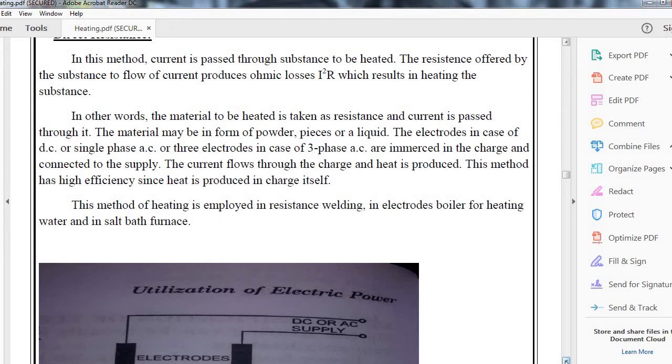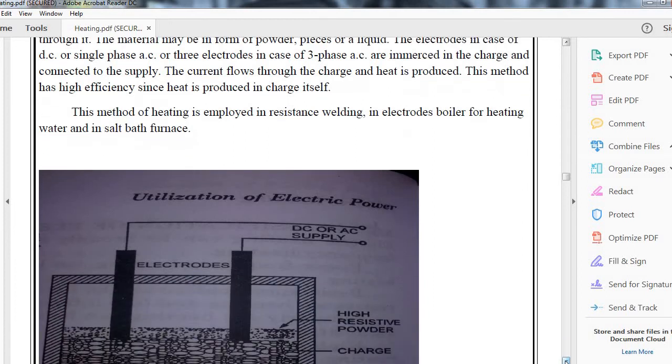The electrodes in case of DC and single phase AC, or 3 electrodes in case of 3-phase AC, are immersed in the charge and connected to the supply. Current flows through the charge and heat is produced. This method has high efficiency since heat is produced in the charge itself. This method of heating is employed in resistance welding, in electrode boilers for heating water, and in salt bath furnaces.